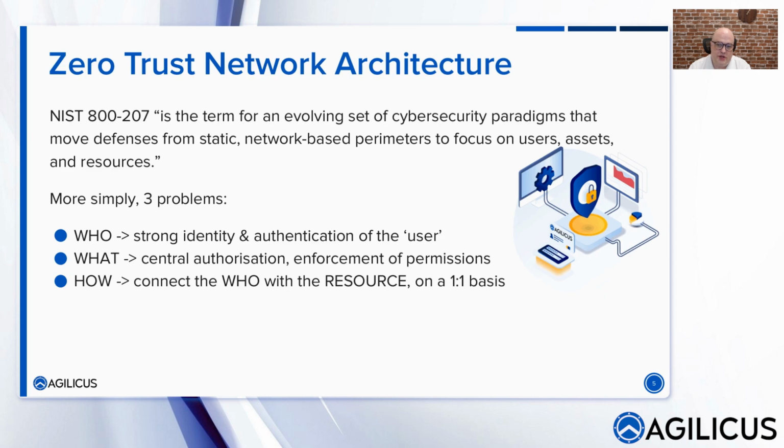So what is the Zero Trust Network Architecture? Like all good things, this also has a set of standards, and the National Institute of Standards and Technology in the United States has one, 800-207, and they are very buzzword compliant: evolving cybersecurity paradigms, network perimeters, etc. But I think about it in a much simpler term. Zero Trust is three things. Who is the user, and how strongly do I know who they are? So that's called authentication. What are they allowed to do, and how do I enforce that in some central manner? And how do we get them to that?